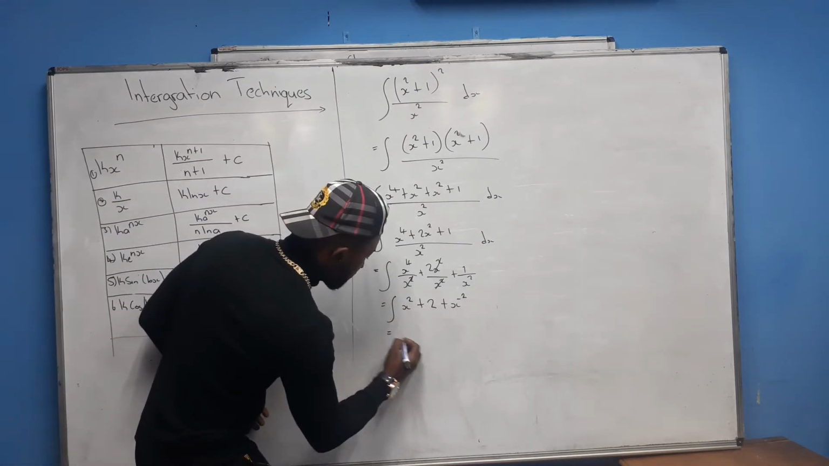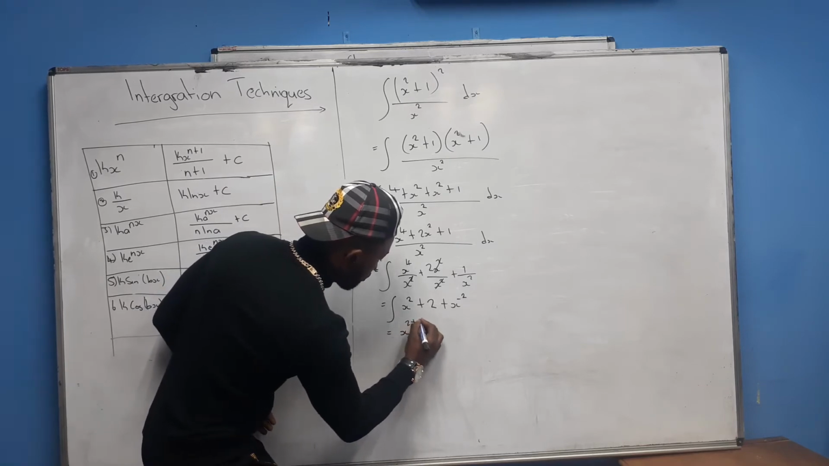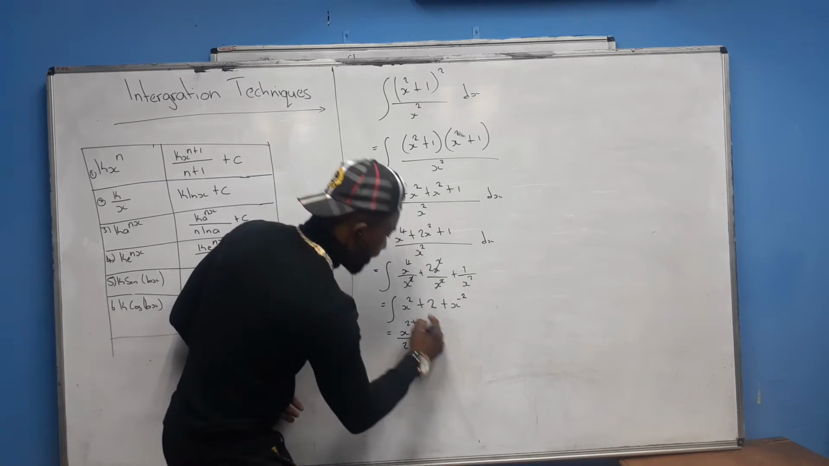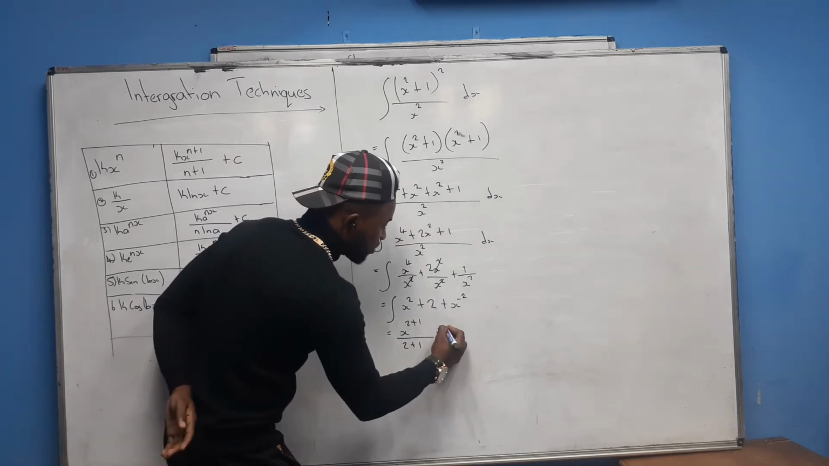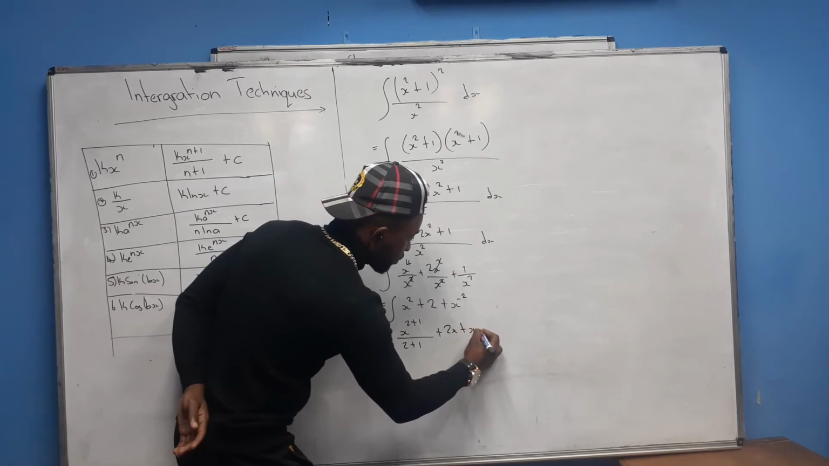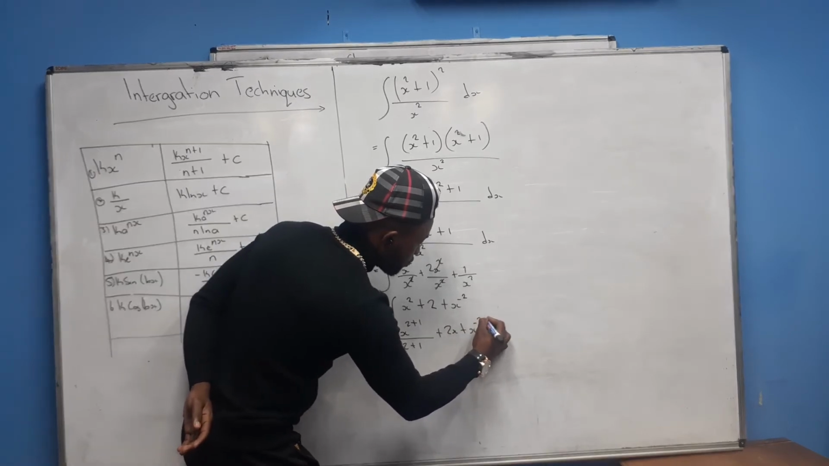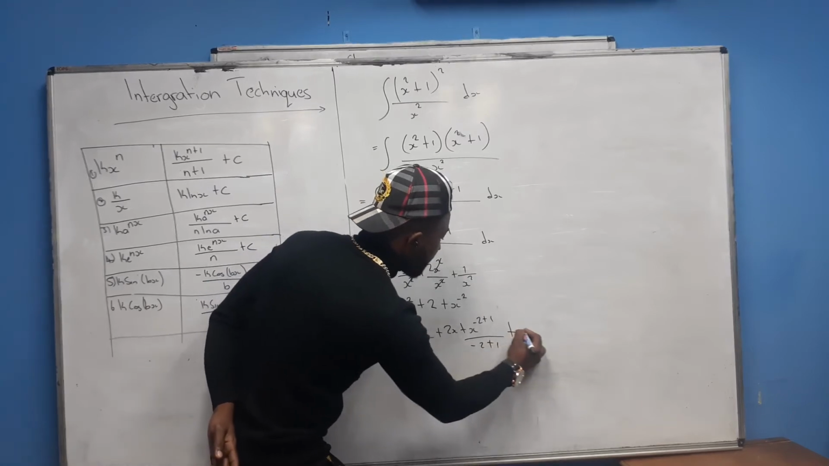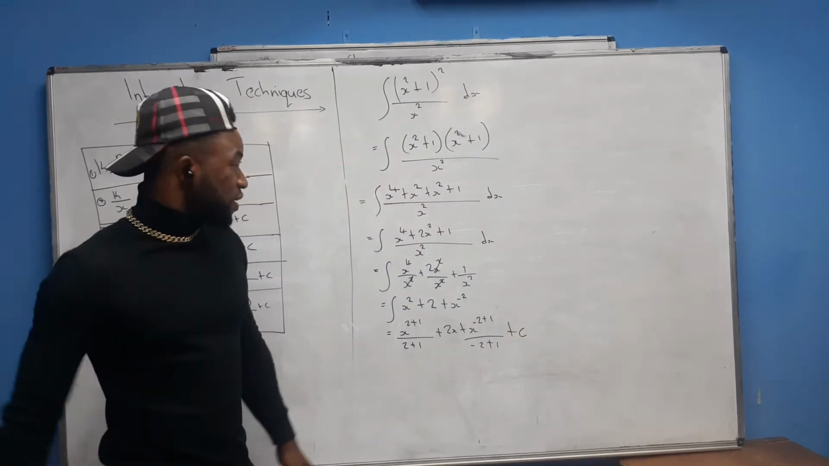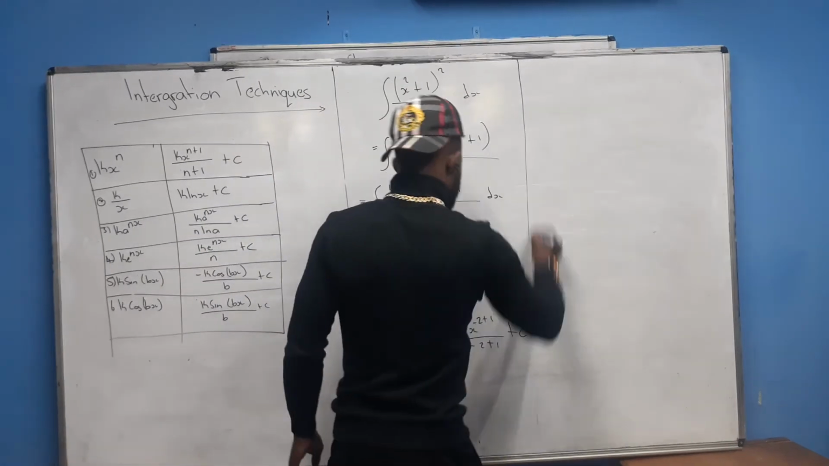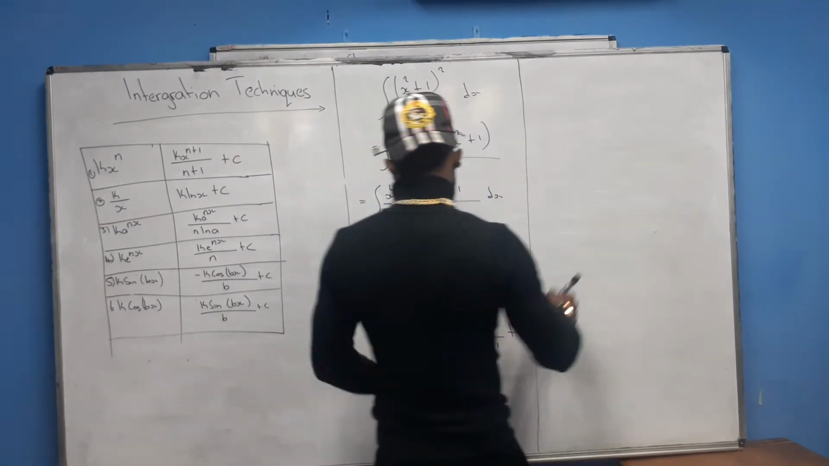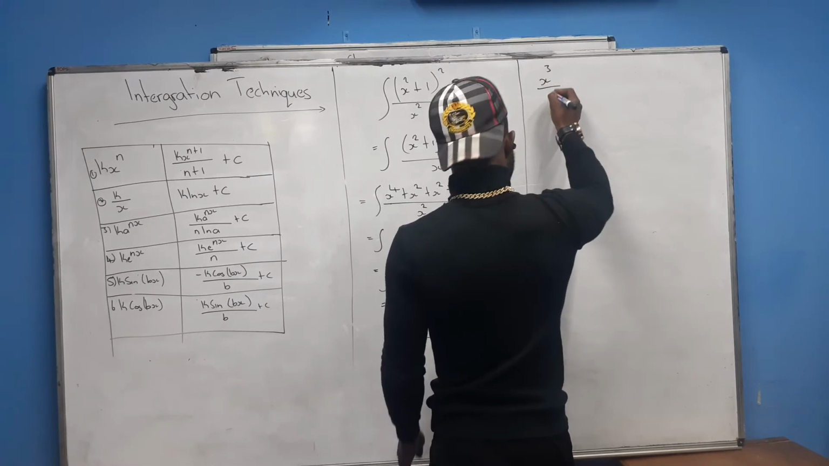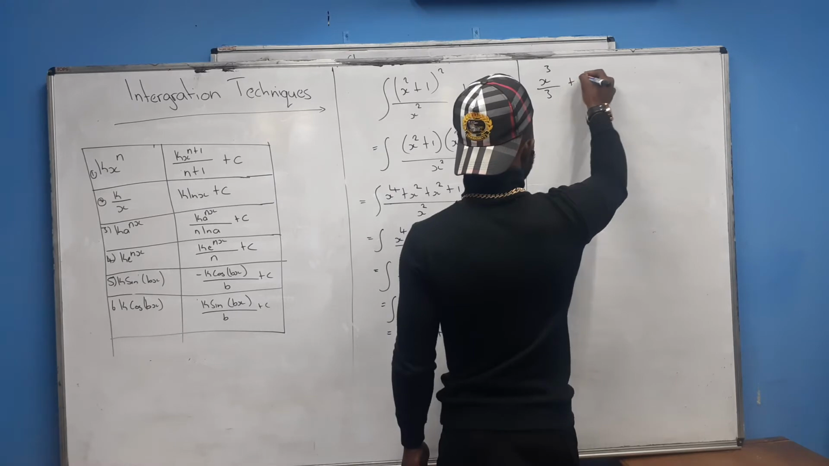So I said when you're integrating, it's going to be x to the power 2 plus 1 divided by 2 plus 1. And then I said when we are integrating a constant, it's going to be 2x, plus x to the power negative 2 plus 1 divided by negative 2 plus 1, plus c to show that I have integrated. And then I can simplify this. So this is the same as x to the power 3 divided by 3, plus 2x.